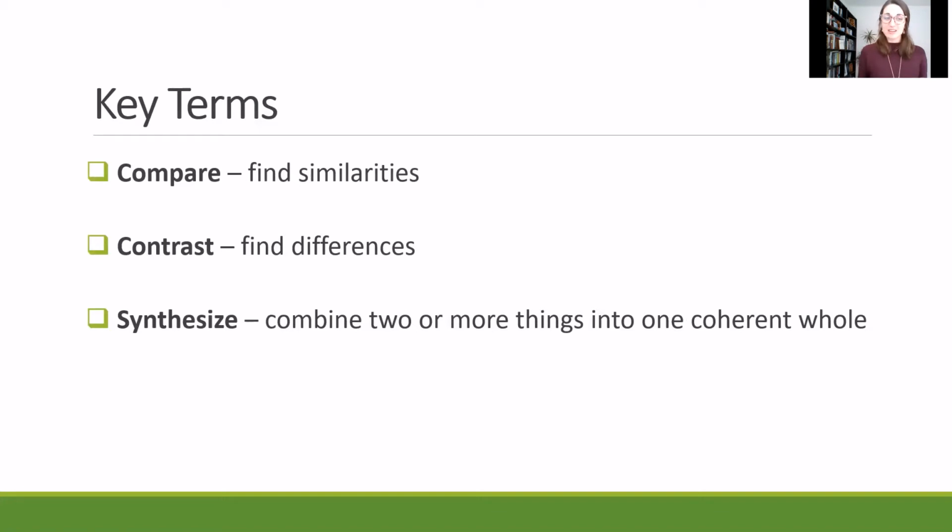So the idea there is that you'll need to be able to find similarities between the two arguments, differences between the two arguments, and you'll need to be able to write using both of those arguments and having a synthesis there.